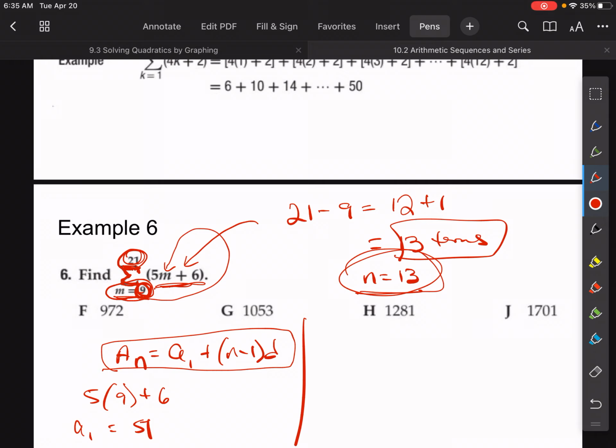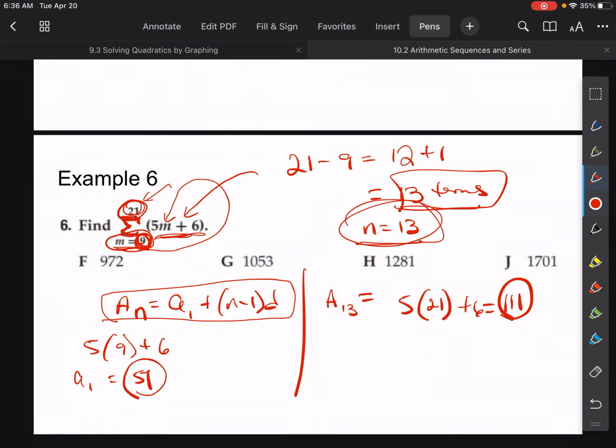The 13th term, since we're looking for the 13th there, is going to be 21. So I'm going to plug that 21 in for n. I get 5 times 21 plus 6, which is equal to 111. So there's your first one, there's your last one in this series of 13 terms.